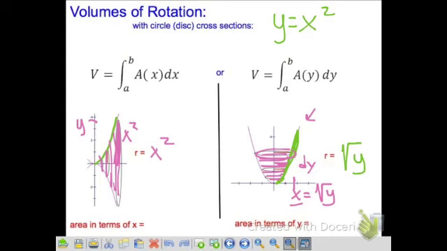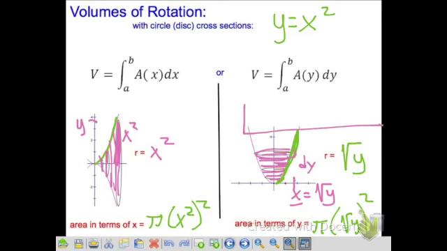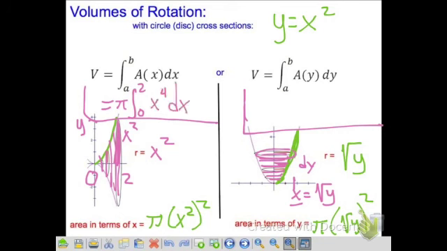My area then for the first one would be pi r squared, which is pi x squared squared, or pi x to the fourth. For y, I've got pi times the square root of y, squared. Finding my volume, in terms of x, I look at my limits of integration. I'm going from 0, let's just say we're going to 2. So going from 0 to 2, I can write my pi in front, just bring it out. My x squared will give me x to the fourth dx.